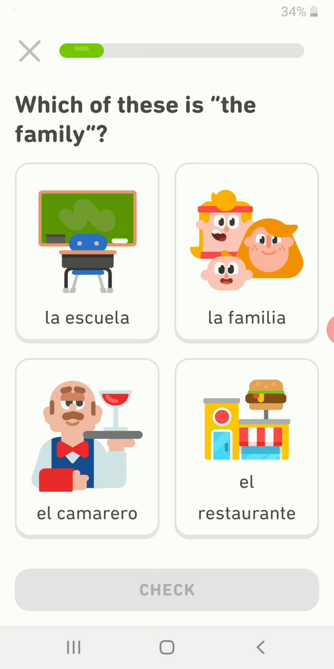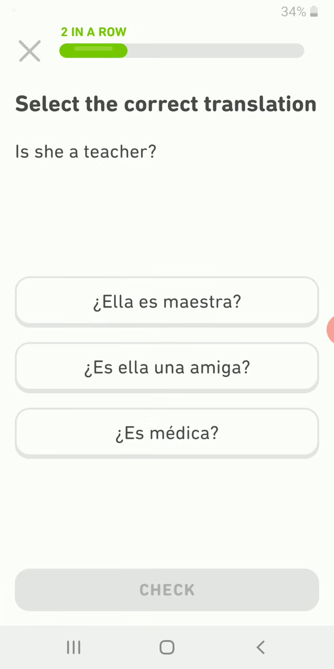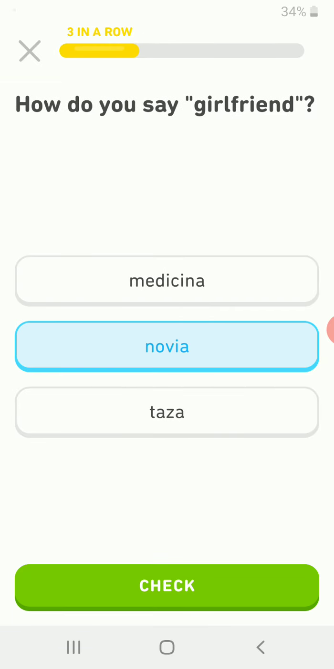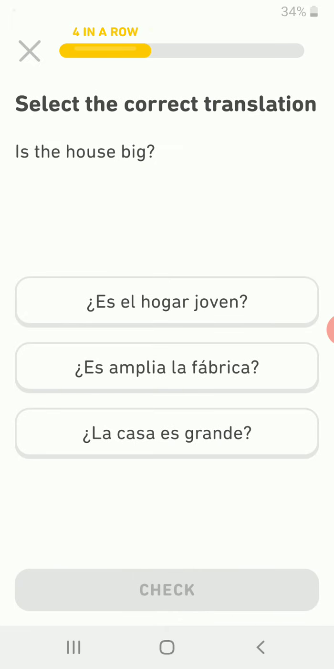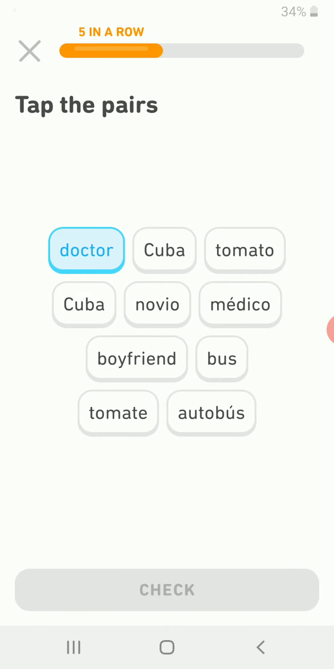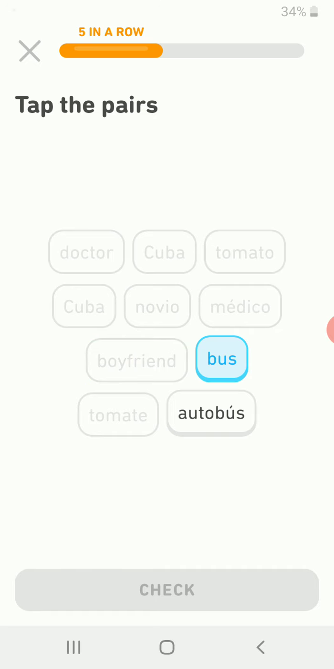Which of these is the family? La familia. And sister, hermana. And is she a teacher? Ella es maestra. And girlfriend, novia. And is the house big? La casa es grande. And doctor, it's médico. Tomato is tomate. Boyfriend is novio. Bus is autobús.